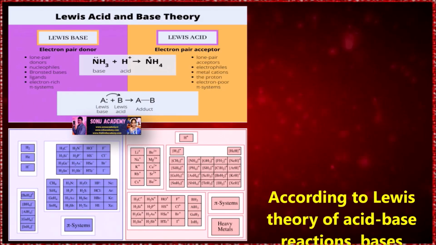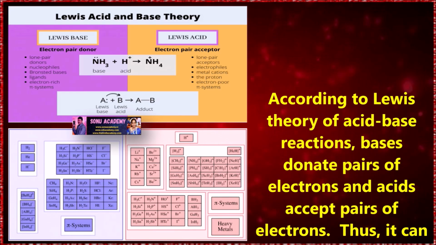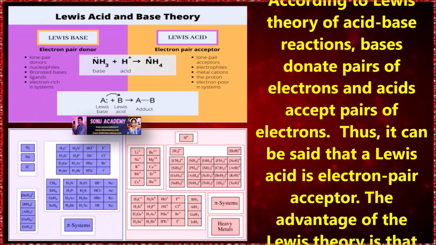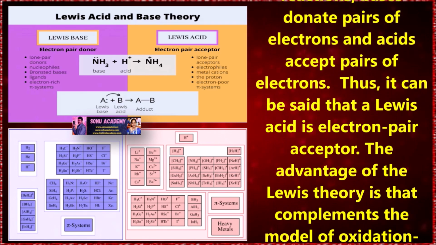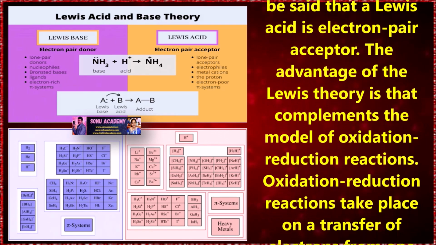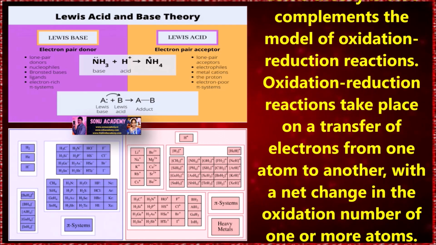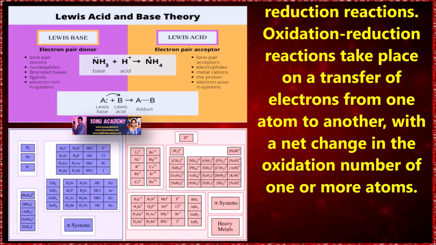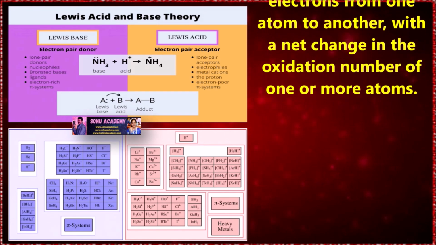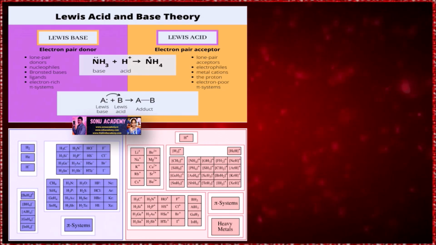Children, now let us discuss the Lewis concept. According to Lewis' theory of acid-base reactions, bases donate pairs of electrons and acids accept pairs of electrons. Thus, it can be said that a Lewis acid is an electron pair acceptor. The advantage of Lewis' theory is that it covers the model of oxidation reduction reactions. Oxidation reduction reactions take place on the transfer of electrons from one atom to another with a net change in the oxidation number of one or more atoms.